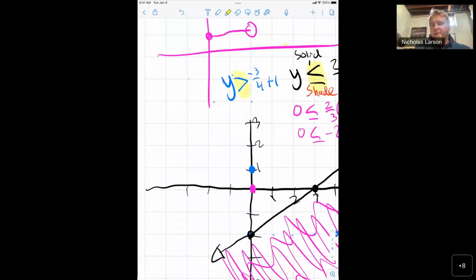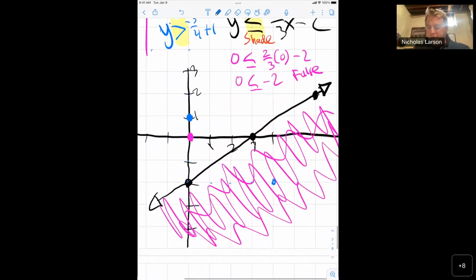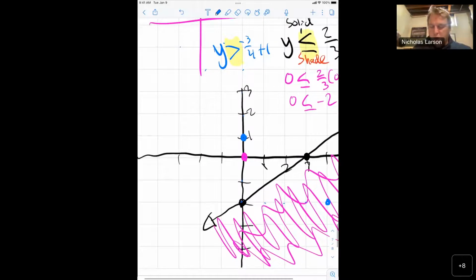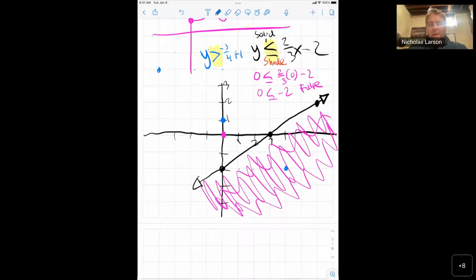This is just an inequality sign, a greater than or a less than. So you have to use a dashed line. We use a dashed line to show 1, 2, 3, 4 right here, that it's not equal to. So basically your answer cannot be on this line, okay? Your answer cannot be on this line. A solid line means yes, it can be. A dashed line means no, it cannot.